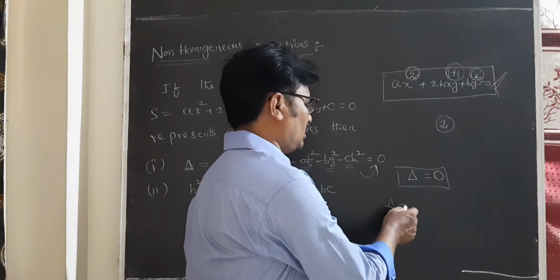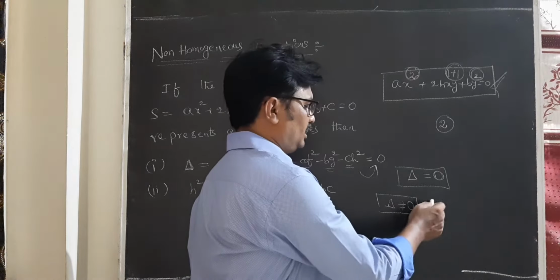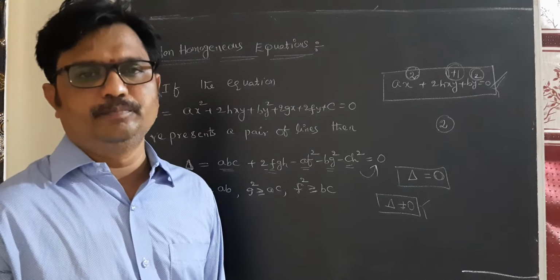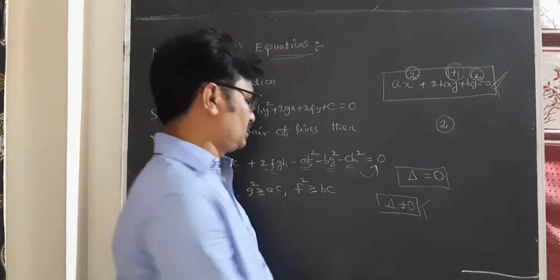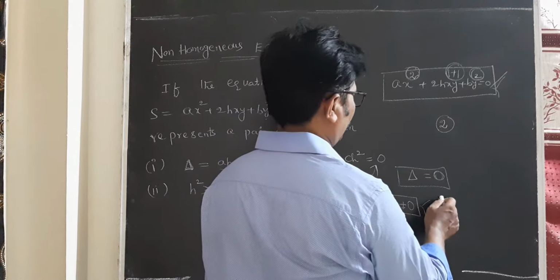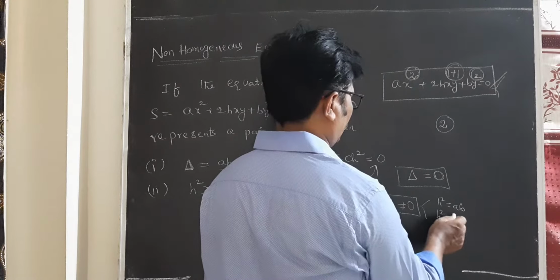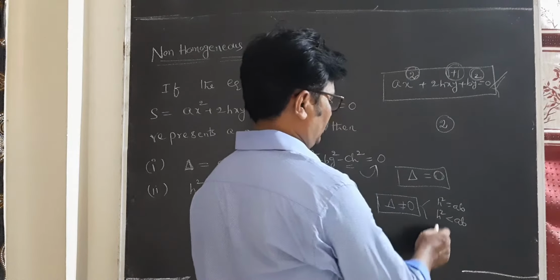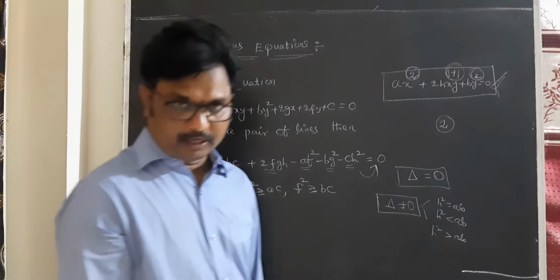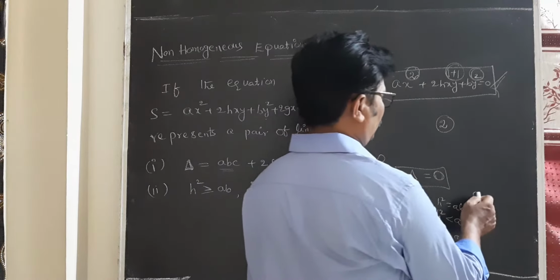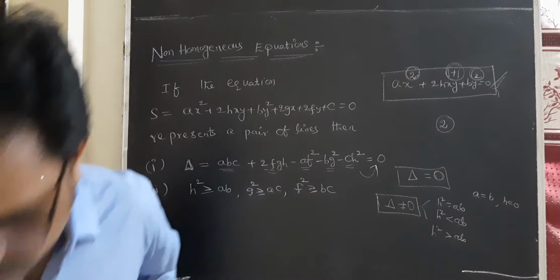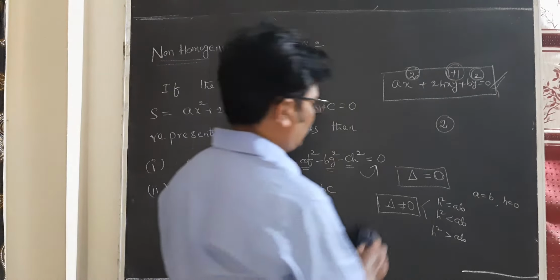Suppose delta is not equal to 0, then the second degree equation represents either a circle, parabola, ellipse or hyperbola. Those cases we will discuss at the time of the conic session. Okay students, delta not equal to 0 and h square equal to ab, parabola. Delta not equal to 0 and h square less than ab, ellipse. Delta not equal to 0 and h square greater than ab, hyperbola. Delta not equal to 0, a equal to b and h equal to 0, then it is a circle. Now students, here we discuss only delta equal to 0.